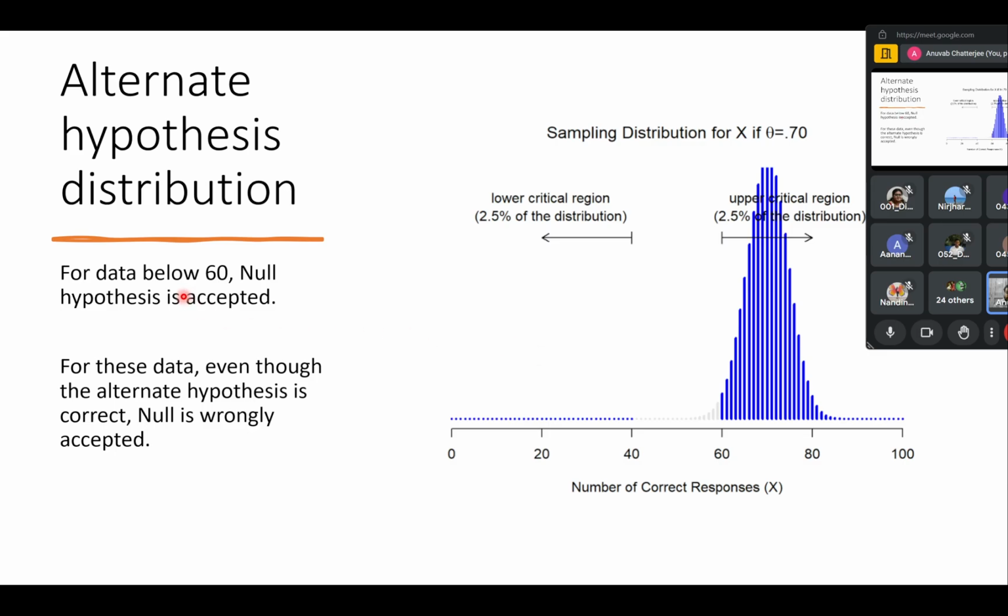So in this case, for data below 60, the null hypothesis would be accepted, that the test was fair, the test was pretty okay, because the number of people who would have scored low are also scoring low here if you just look at this end of it. So in this case, you are wrongly accepting the null hypothesis, even though looking at the other end you could have figured out, no, the test was very easy, the entire mean has shifted, everyone is scoring hugely high marks. So for these data, even though the alternate hypothesis is correct, null is wrongly accepted.